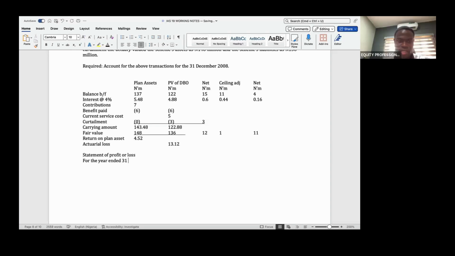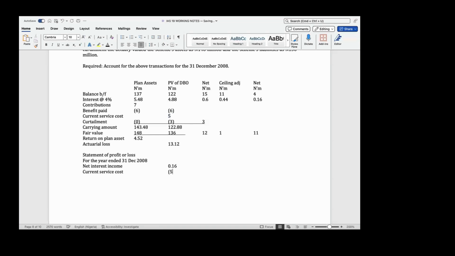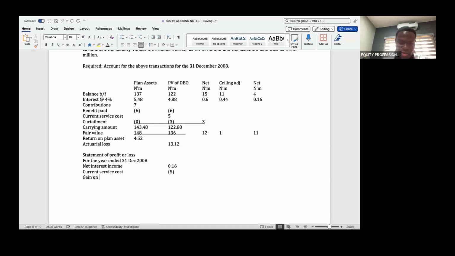So if I want to prepare my statement of profit or loss for the year ended 31st December 2008, I will have my net interest income of how much? This 0.16 here. I will have my current service cost, this 5, and I have my gain on settlement income of how much? 3, this one.